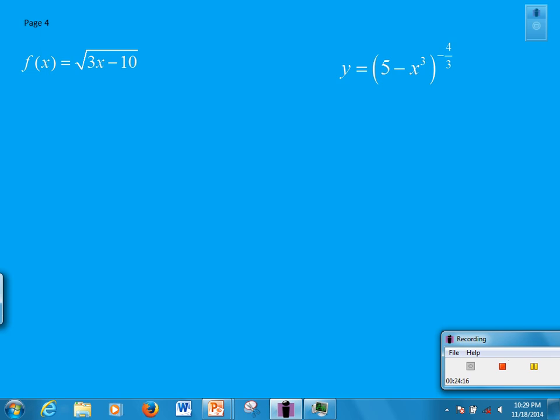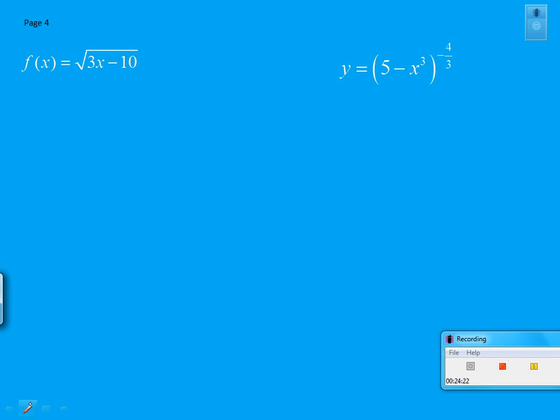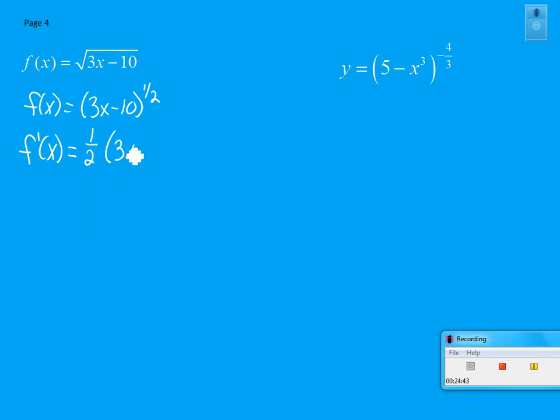And here goes your next one. The key thing is just knowing how to write it. So let me get some ink here. I'm going to think of the square root of 3x minus 10 as quantity 3x minus 10 to the 1/2. Now I'm ready to apply the chain rule. So f prime of x is going to be: bring down your 1/2. Leave your parentheses alone. To the negative 1/2, that's what you get when you subtract 1, times 3.